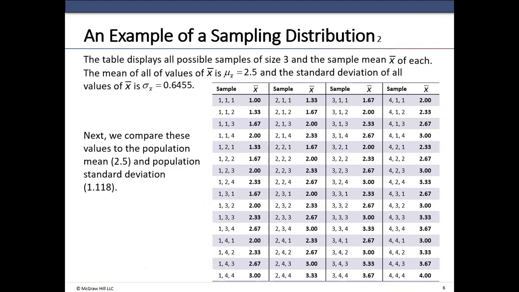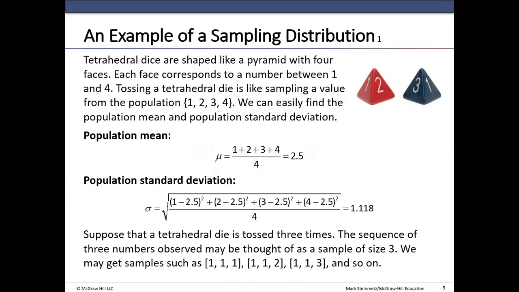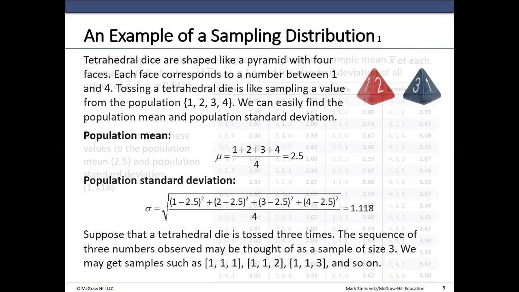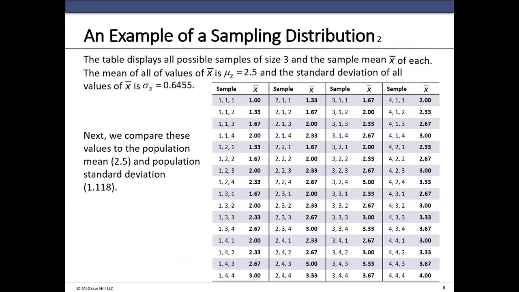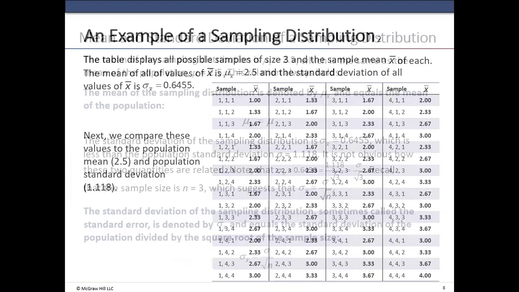64 values of X bar, put them in L1, calculate the mean of all the 64 X bar. You'll still get it as 2.5, which is the same as the mean of the population. But the standard deviation is different from the standard deviation of the population, which is 1.118. So although the mean of the sample means is equal to the mean of the population, the standard deviation of all the sample means is different from the standard deviation of the population.